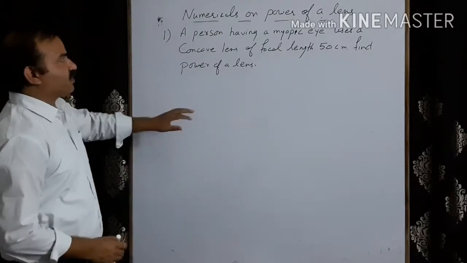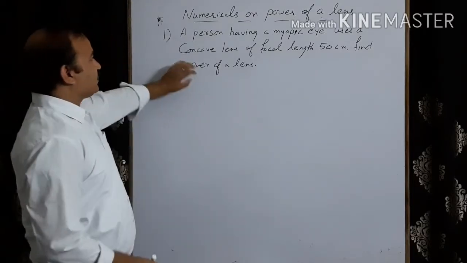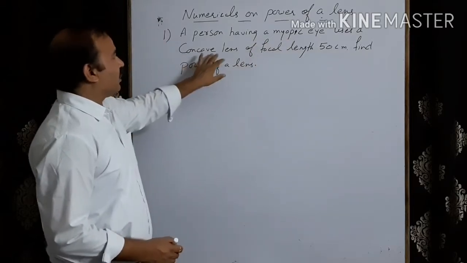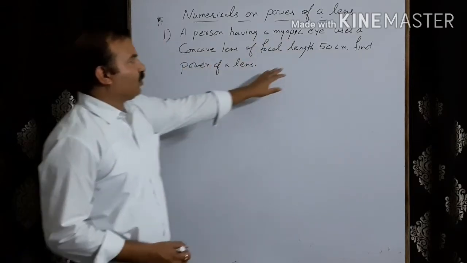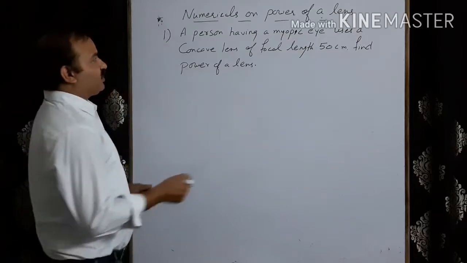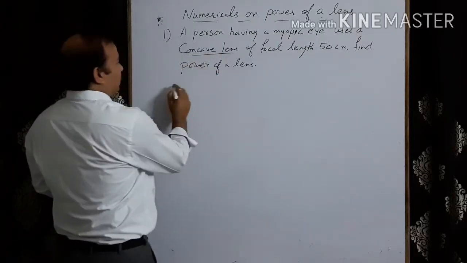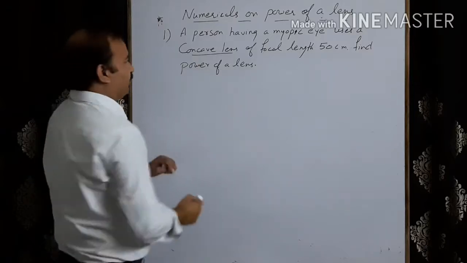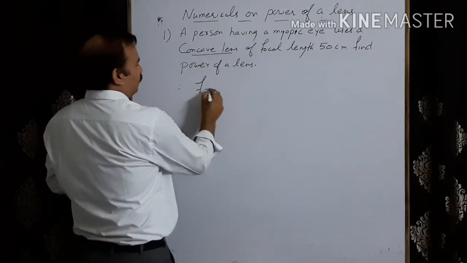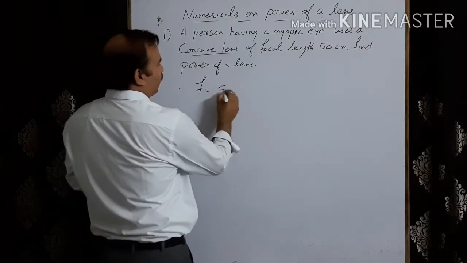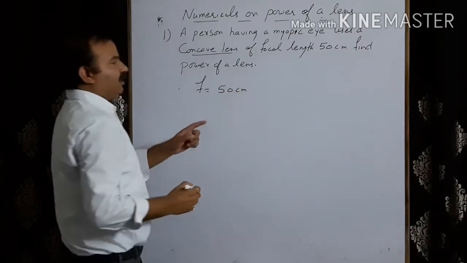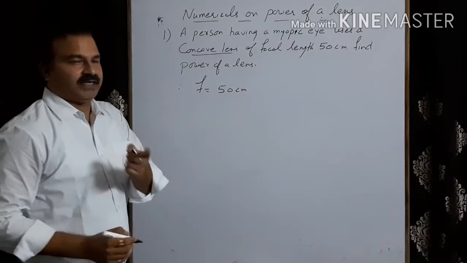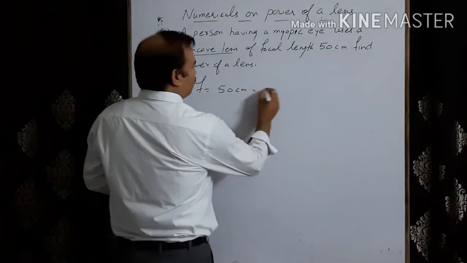Let's do the numerical based on the power of a lens. Question: a person having a myopic eye uses a concave lens of focal length 50 centimeter. See, first of all, it is given as a concave lens, and we know that the focal length of a concave lens is negative. So the focal length f is 50 centimeter. I told you this focal length should be in meter if we have to find the power. So first of all, convert this into meter.